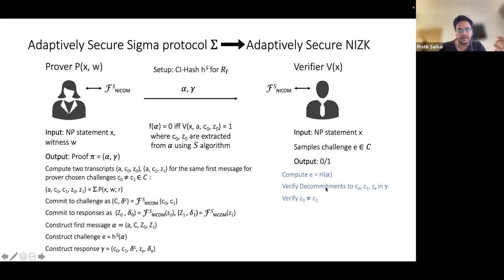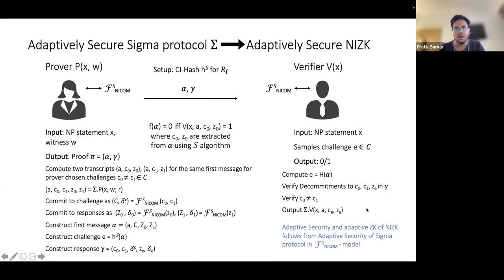And it also has to verify that the two challenges are different. This is because we allow the prover to come up with the two challenges. So if the two challenges are the same, then the prover can always consider the two challenges to be the same batch challenge. So as a result, we need two different challenges, and the verifier checks that over here. And then the verifier just runs a Sigma protocol verification on A, C, E, and ZE.